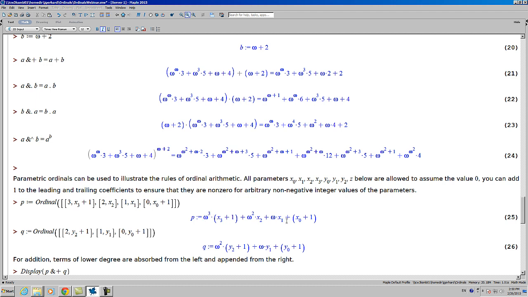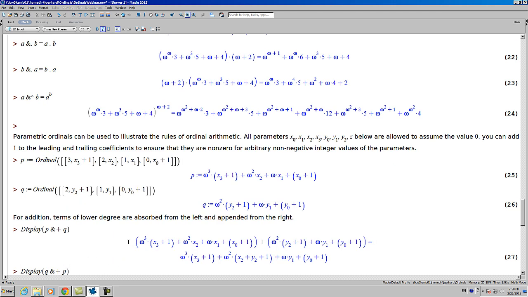So here we have an ordinal. Now all the exponents are actually integers to help illustrating things, and the coefficients, I've made sure that the leading coefficients x3 plus 1 here and y2 plus 1, and the constant coefficients x0 plus 1 and y0 plus 1 are actually non-zero, because the parameters can assume arbitrary non-negative integer values. So in particular, they could assume the value 0, but by adding 1, I've made sure that those are non-zero terms.